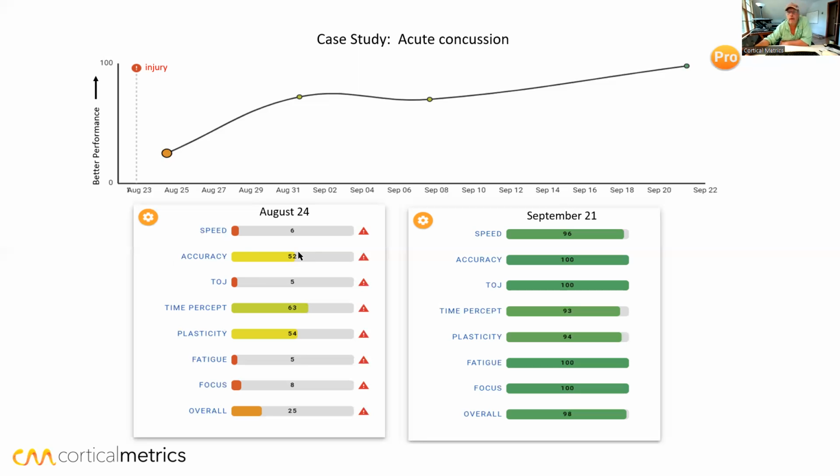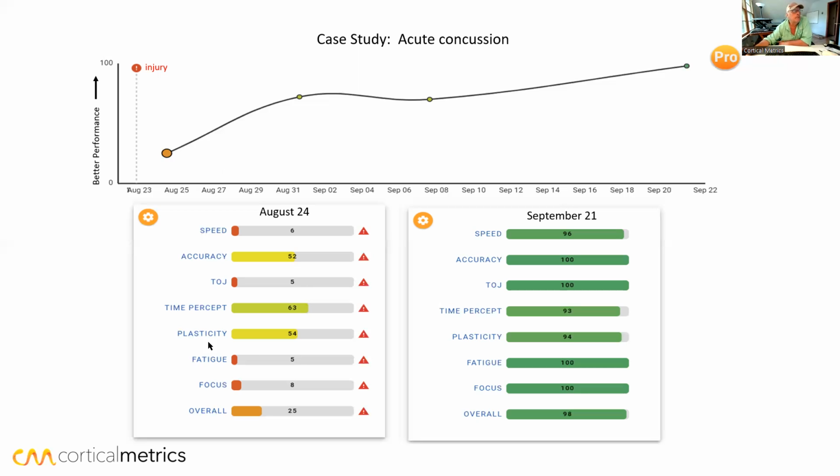The obvious thing is that the injury was on August 23rd. Typically, the players test the next day because they have a 24-hour stand down period if there's any question about having a concussion. And so when they test here, you see, oh, they didn't do so hot.